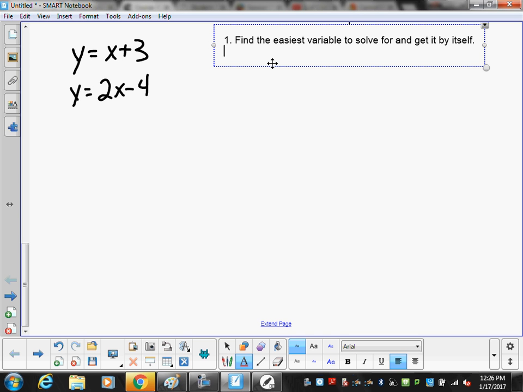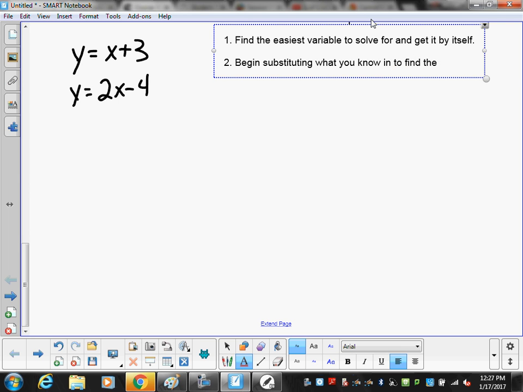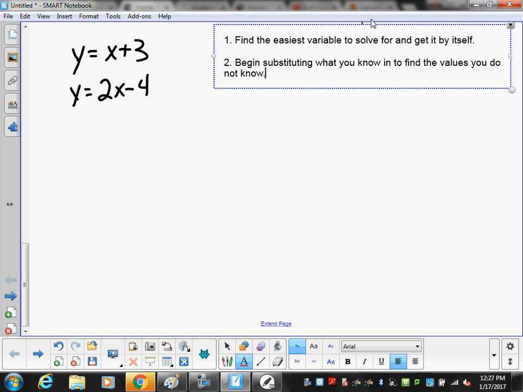All right? Everybody get that? All right, so number 2. Begin substituting what you know in to find the values you do not know. And you keep doing that till you find all the values. So, if you need to stand up to stretch, just step back that way so you're not in front of people.